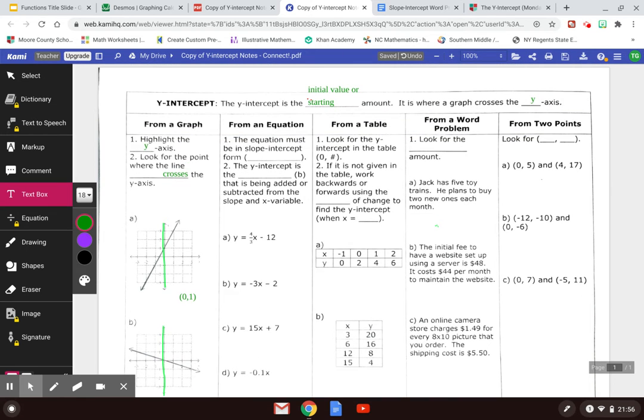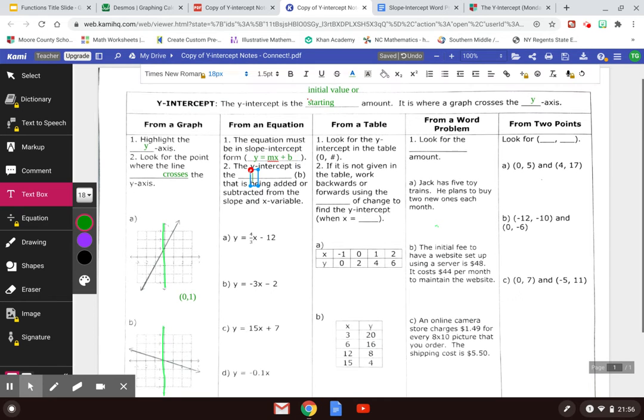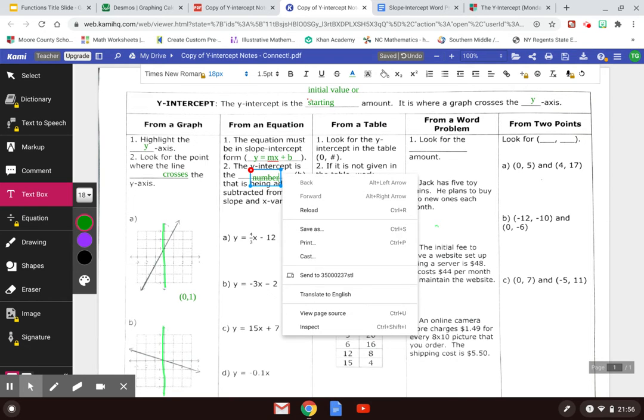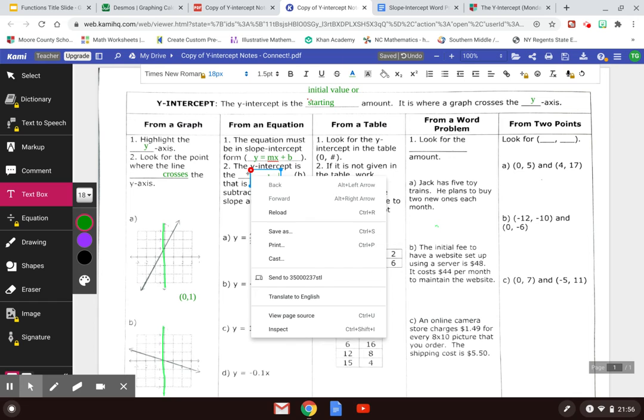All right, so if you're trying to find the y-intercept from an equation, the equation must be in what we call slope-intercept form. So in this particular equation, m is your slope, b is your y-intercept. All right, this is slope-intercept form, and we're going to learn two other forms of the linear function probably next week and the week after. So the y-intercept is the number that is being added or subtracted, okay?